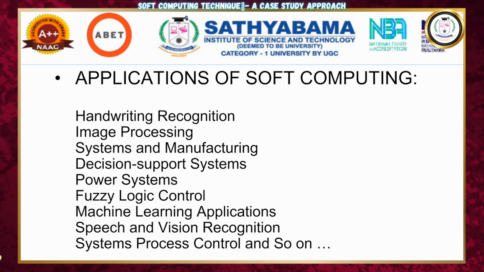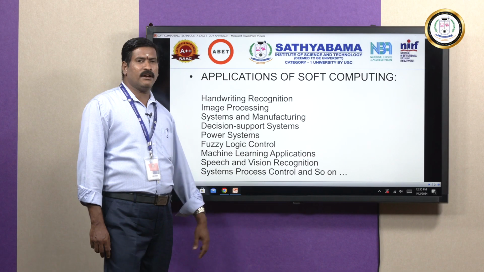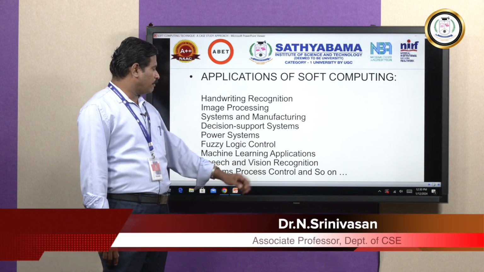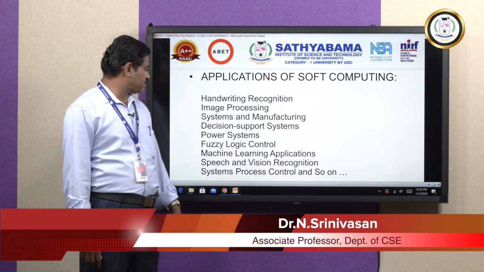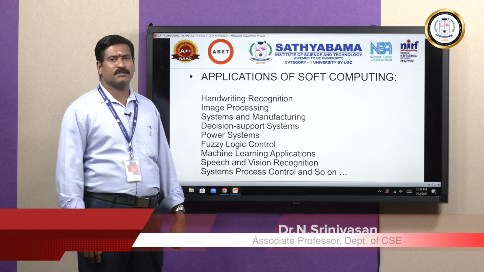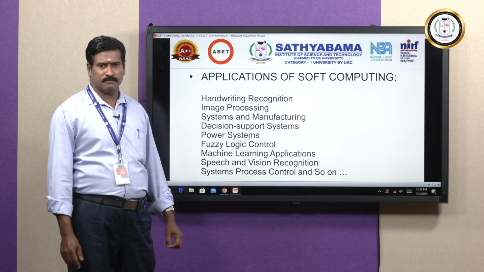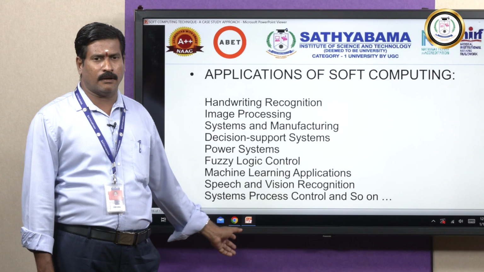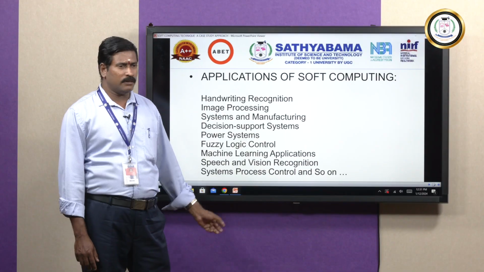Then fuzzy logic control applications. Then machine learning applications, which are used in a variety of fields. Then we have speech and vision recognition. Then we have system process control and other applications. So this soft computing is a branch of artificial intelligence which finds plenty of applications for all the social and economical applications.